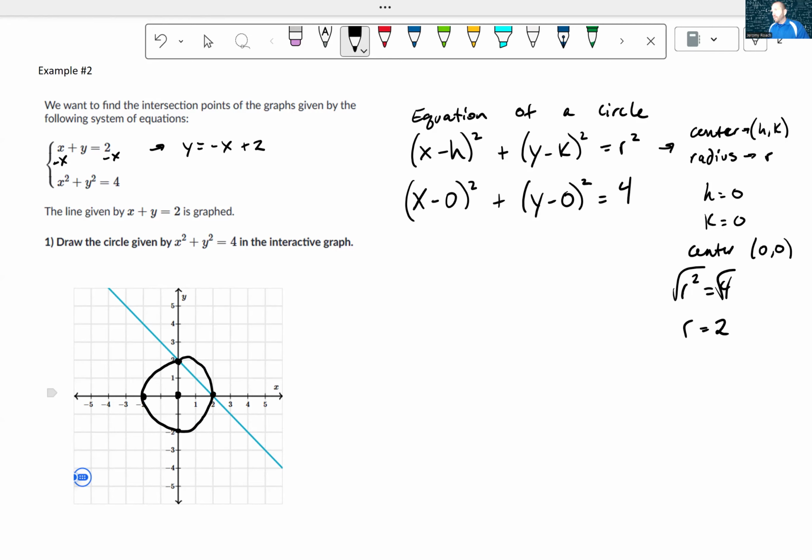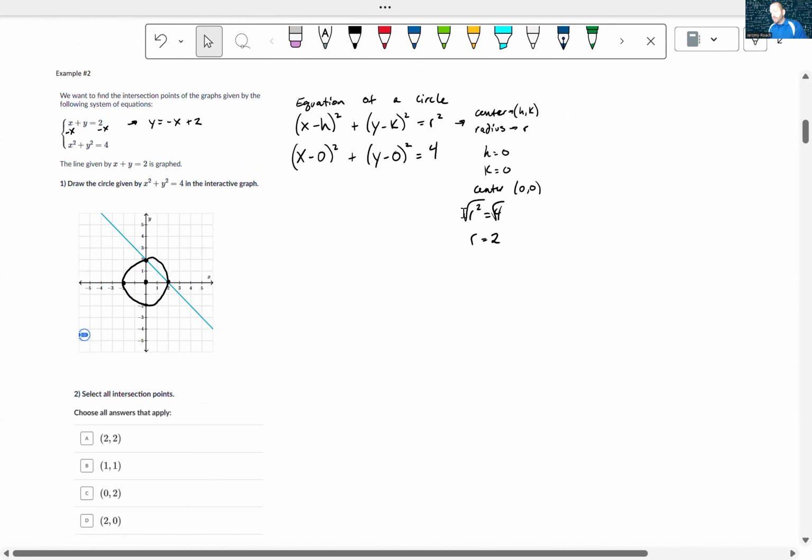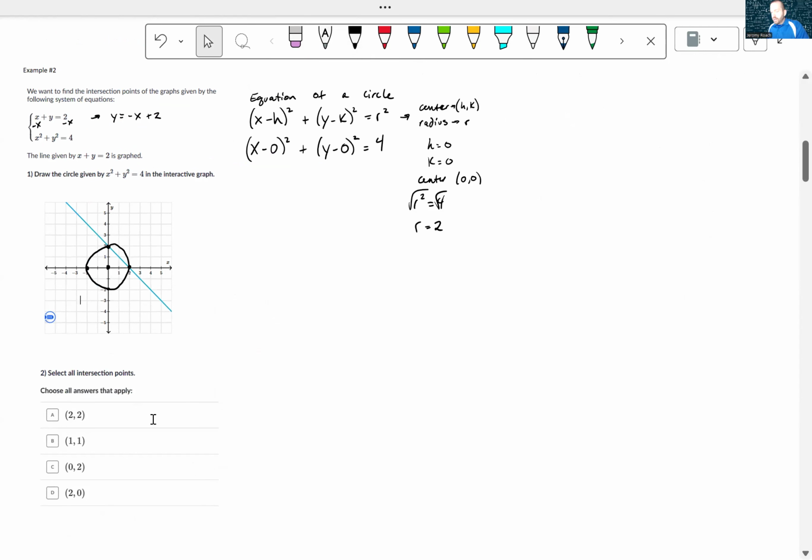Okay, so it says we want to find the intersection points of this. And it actually gives us multiple choice for this. It says select all the intersection points. (2, 2) is right here, and that's not an intersection point. (1, 1) is there, that's not it. (0, 2) is an intersection point, and (2, 0) is an intersection point. So those are our answers for the system of equations with a circle and a linear function.